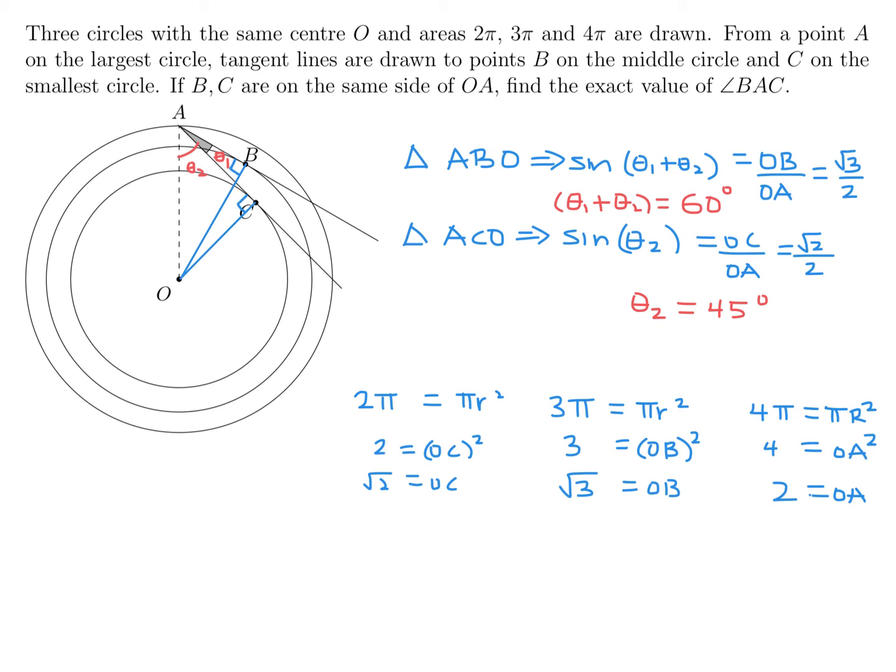Okay. So what do they want? The exact value of angle BAC. And BAC is what? Theta 1, right? Yeah. So angle BAC is theta 1. Okay, well that's just theta 2 plus theta 1 minus theta 2, right? Well, theta 2 plus theta 1 is 60. Theta 2 is 45. So that means this is 15. 15 degrees is the answer.